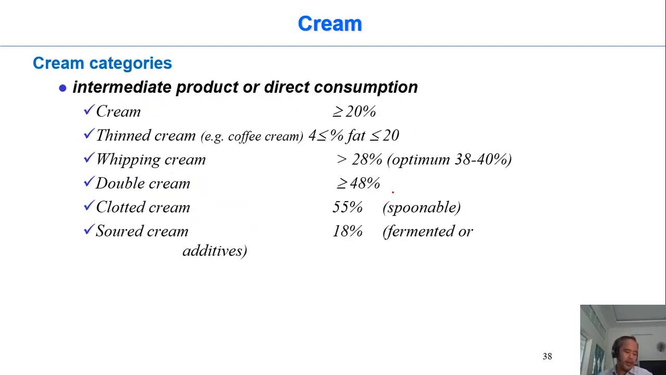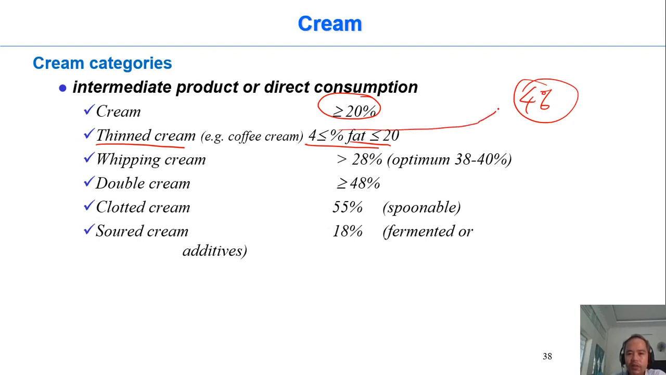Cream can be classified based on the fat content. Normally cream has higher than 20% fat. Milk had 4% fat, if you remember. Thin cream then has less than 20% but higher than 4% fat, because 4% is already milk. We have whipping cream, double cream, clotted cream. These creams have much higher fat content and the product is very thick, so that you can use a spoon to take it; it will not flow easily.